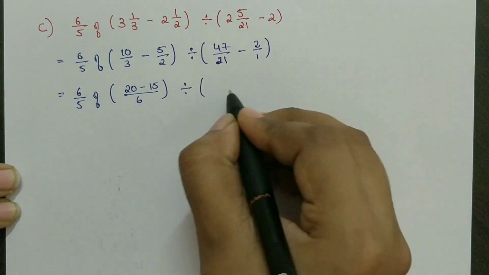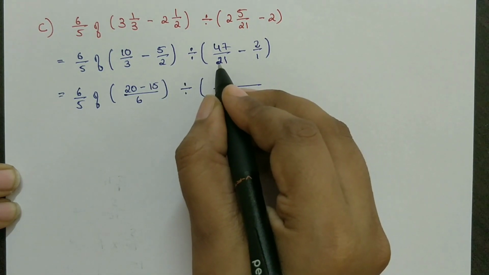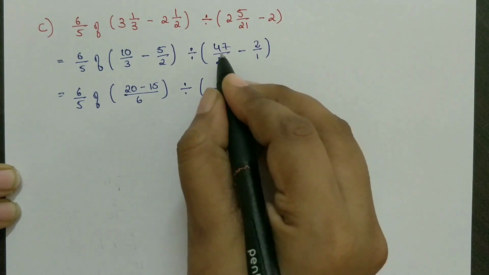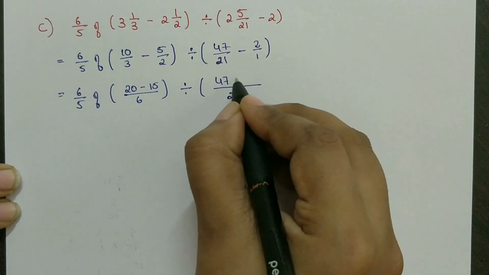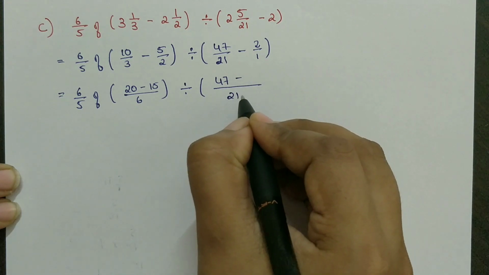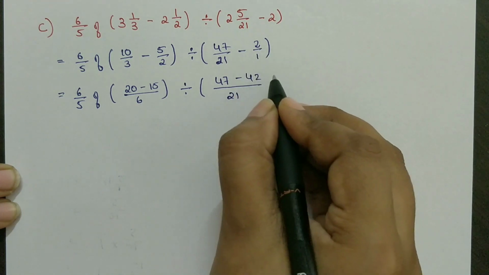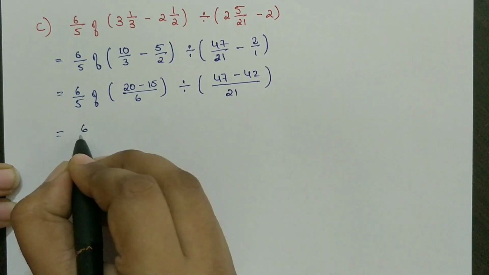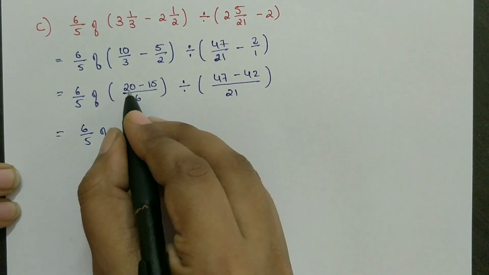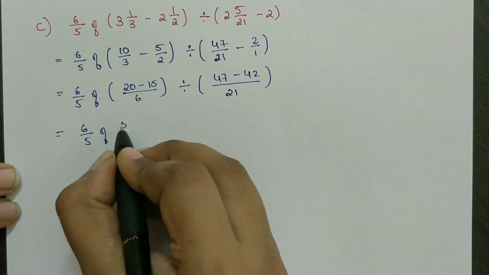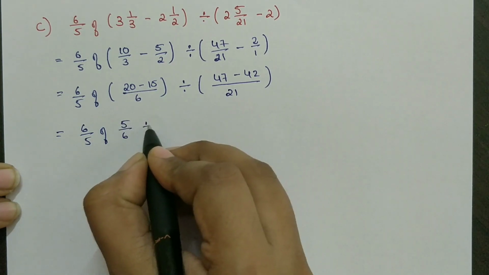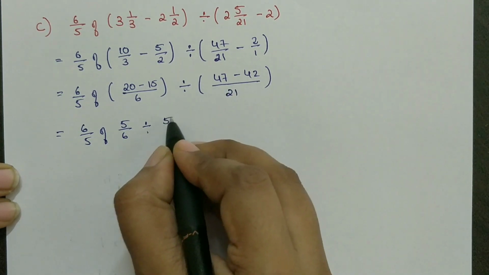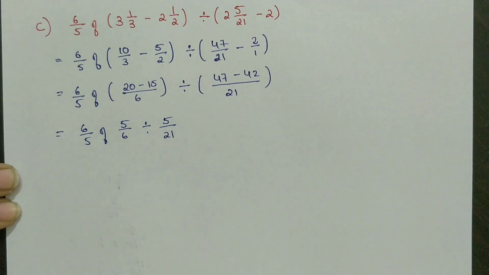Divided by: LCM of 21 and 1 is 21. 21 goes 1 time, 1 into 47 is 47. Minus 1 goes 21 times, 21 into 2 is 42. Equal to 6 by 5 of 20 minus 15, 5 by 6, divided by 47 minus 42, 5 by 21.